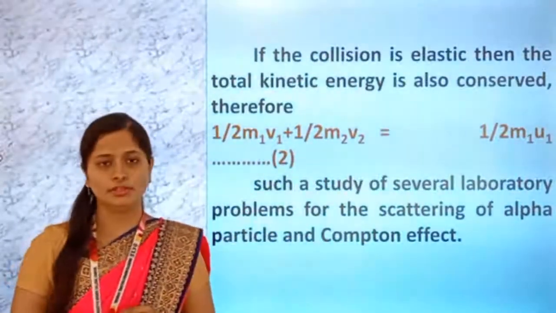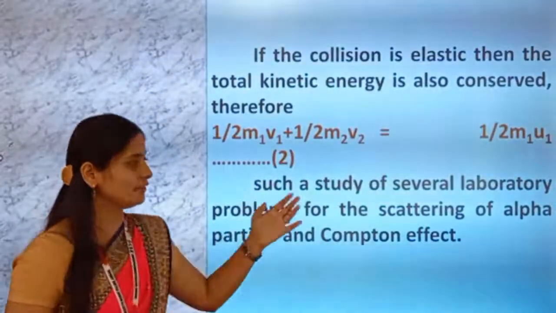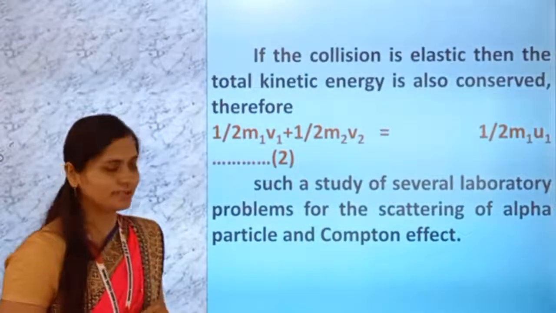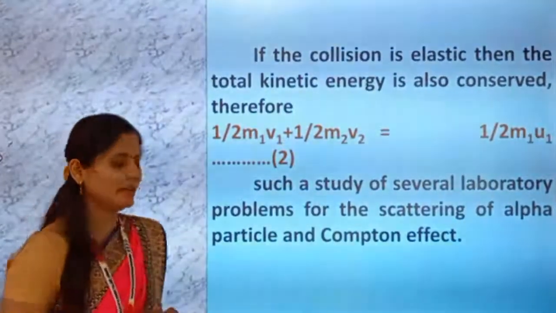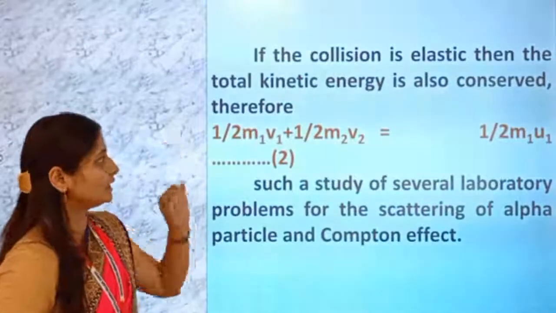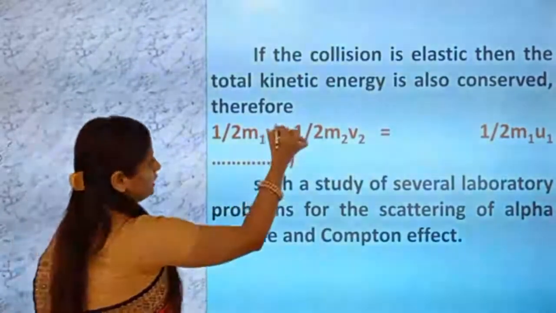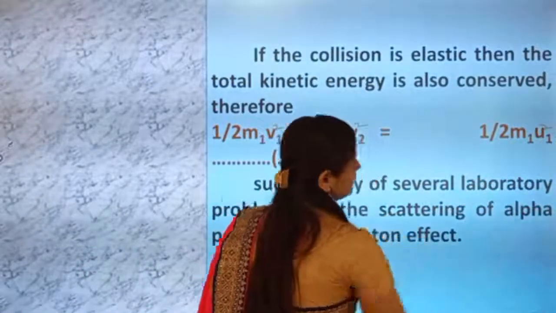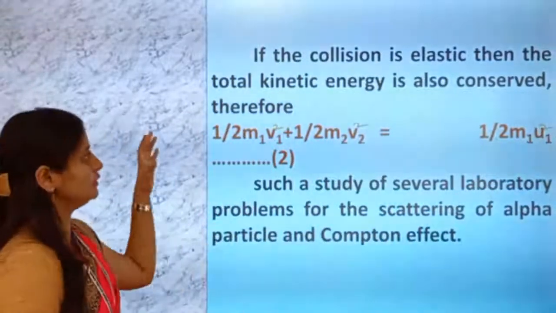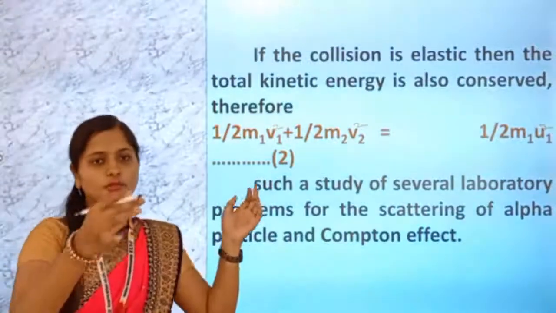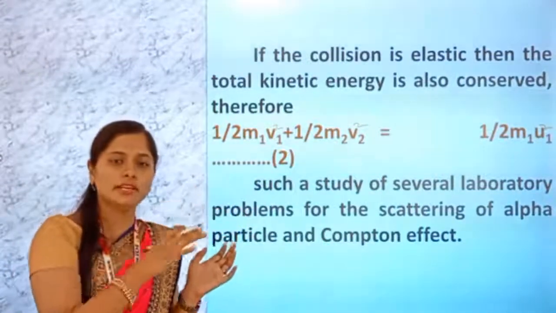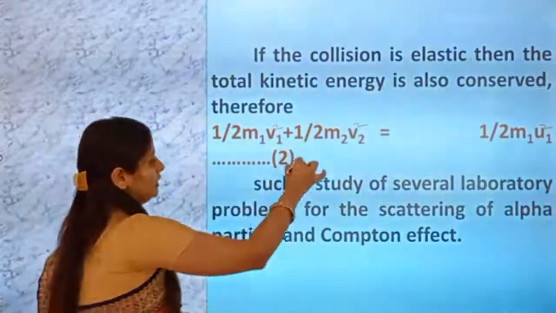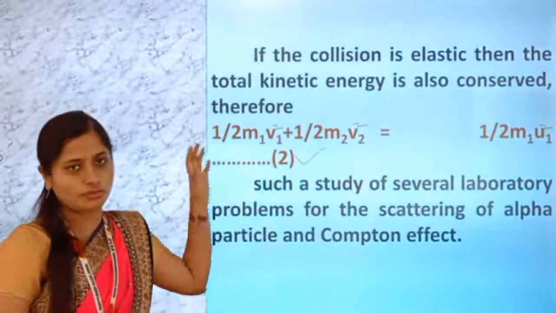Half m1 u1. So we are taking kinetic energy, which means we have to take velocity squared. Got it? If the collision is elastic, we have to prove the conservation of kinetic energy. So what are we getting? Equation number 2.